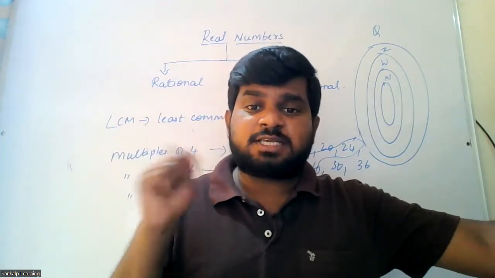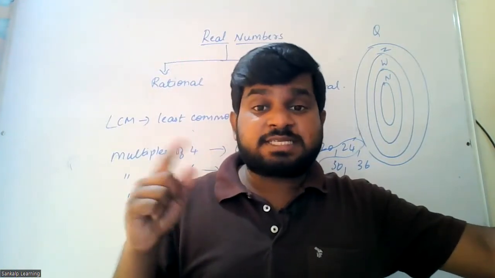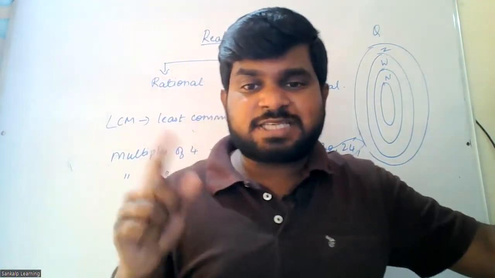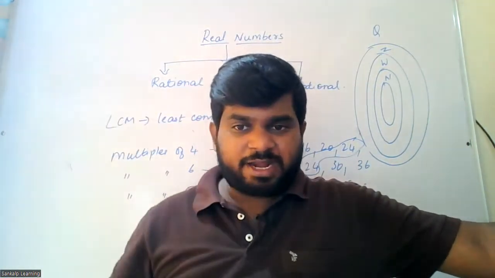LCM of 4 and 6, just now we finished it. We'll take LCM of 6 and 5. LCM of 6 and 5. You just write the 6 tables one side and you write the 5 tables one side.